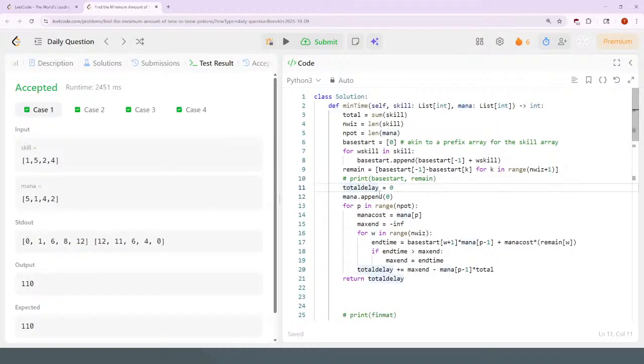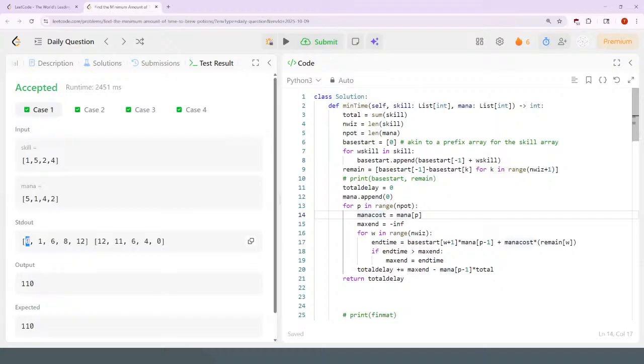And then to calculate the time it takes to do things, I consider it as a delay. Okay, so the mana cost is just a scaling of these factors, because all mana does is affect how big these numbers are. If the mana cost is 5, then all these numbers are multiplied by 5.